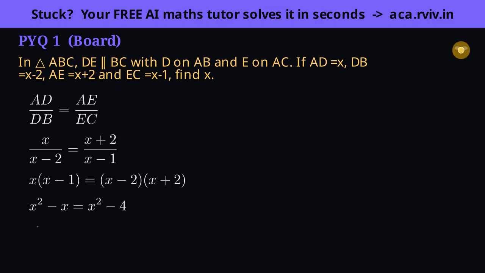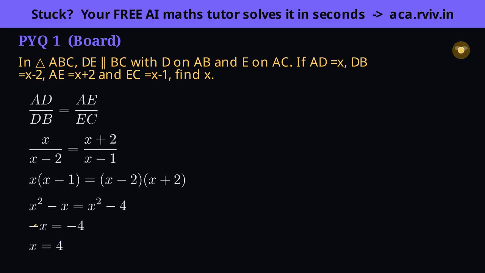Here's the relief, both sides carry an x squared, so subtract it from each side and it vanishes. The frightening quadratic collapses to a simple linear equation, minus x equals minus 4. Multiply through by minus 1, or just read off signs, x equals 4. One clean value.